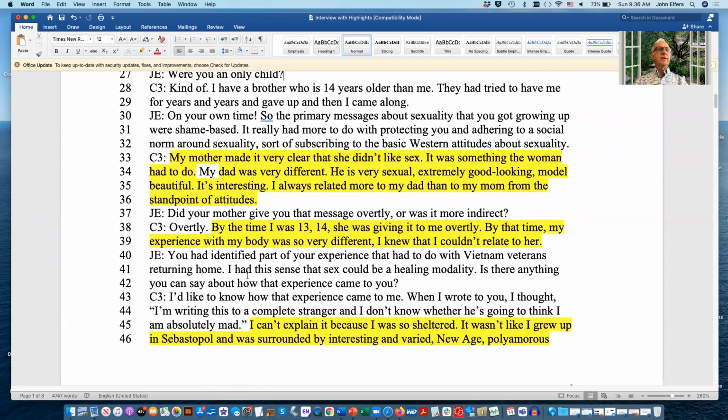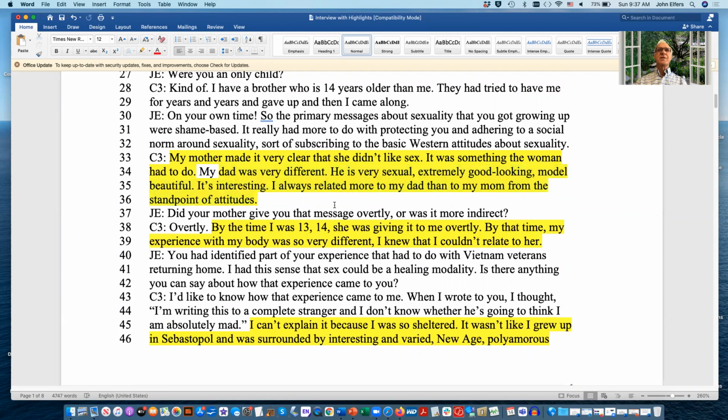So I keep going down. Here's one. My mother made it very clear that she didn't like sex. It was something the woman had to do. So that's one discrete unit. And then my dad was very different. He is very sexual, extremely good looking, model, beautiful. And I always related more to my dad than to my mom.